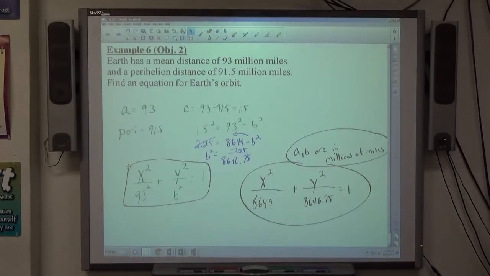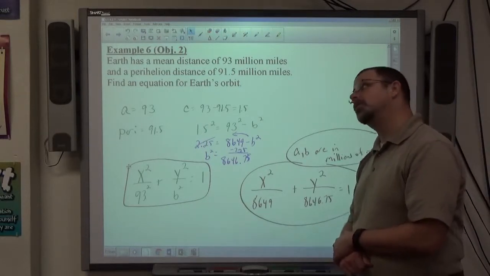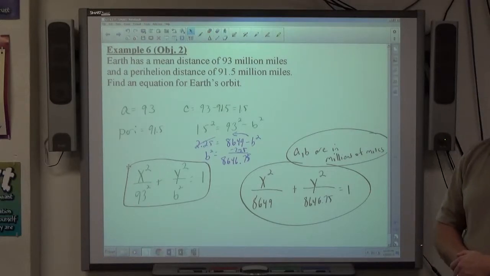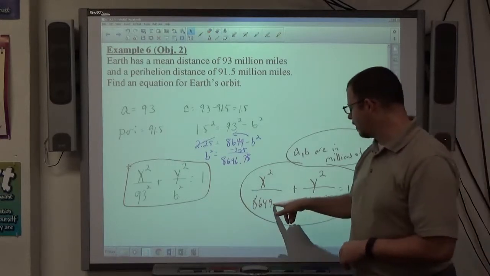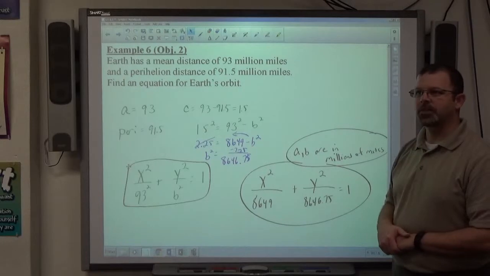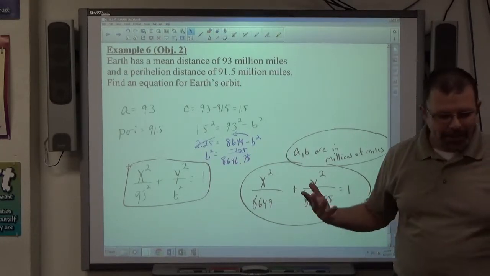Otherwise, you could do 93 million squared and the square root of 8,646.75 as a million, and then squared, which I don't want to do. Basically, you add 12 zeros to each of them, or actually 10 zeros when you move the decimal point 2 spaces over, if you want to put it in regular miles. But I'd rather go with that. So that's all it is.